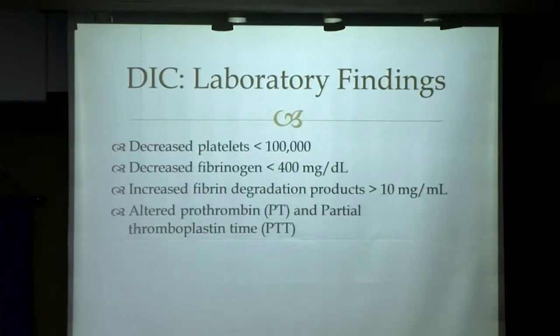So I'm going to touch on the laboratory findings of DIC and how they correlate to Mrs. P. So we did see her lab values, and I'll try to correlate the two. So decreased platelets, less than 100,000. If you'll recall, on 12/21, Mrs. P's were at 128,000. On the 22nd, they were 44. On the 23rd, they were 15. And at discharge, they were 237.